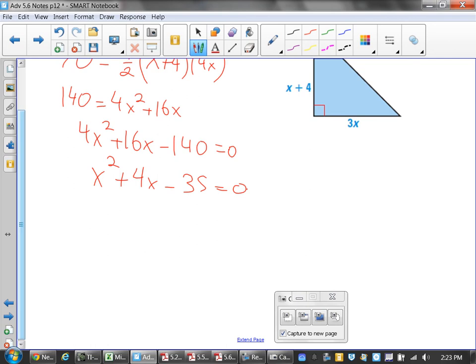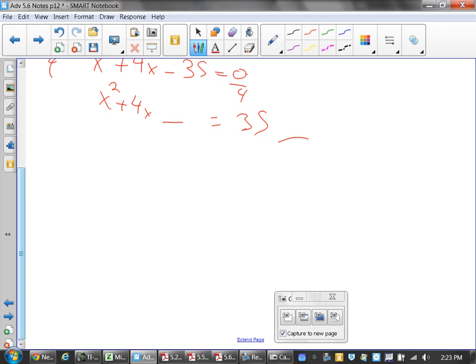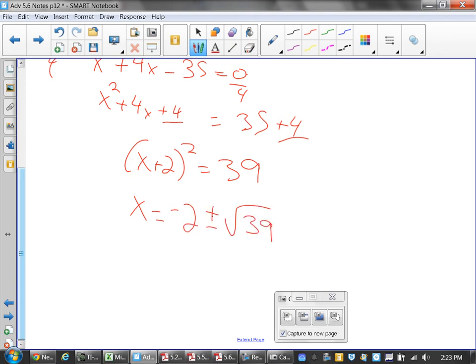Even. Yes. How can I just get rid of the 4? If I factor out a 4, I've got all this times that. Divided by 4. What's 0 divided by 4? So now you get x squared plus 4x blank equals 35 and a blank. Half of 4 is what? 2. Square it. 4. You get that for an answer after you've set it up.